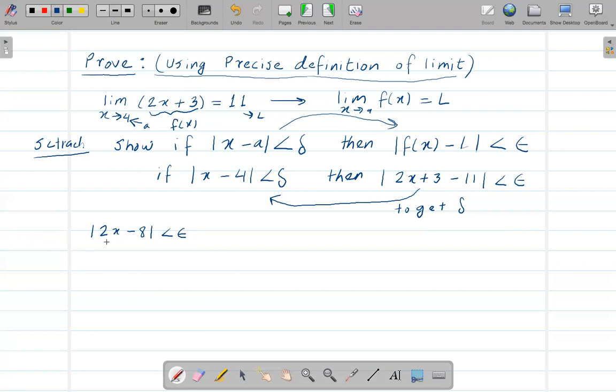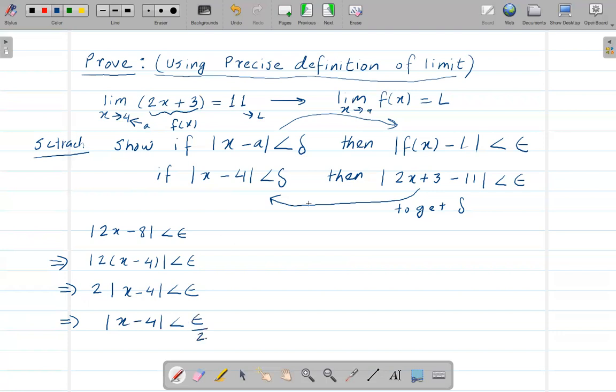All right, and then here I can factor out 2, so 2 times x minus 4 is less than epsilon. This 2 is a number, so in algebra I can just take that 2 out, because the absolute value of 2 is still 2, and the absolute value of x minus 4 is less than epsilon. Now divide both sides by 2. So the absolute value of x minus 4 is less than epsilon over 2.